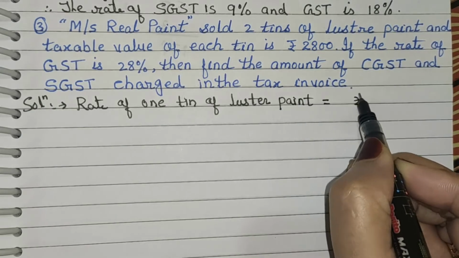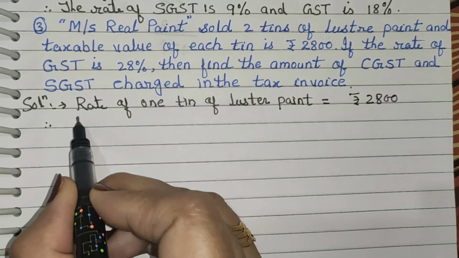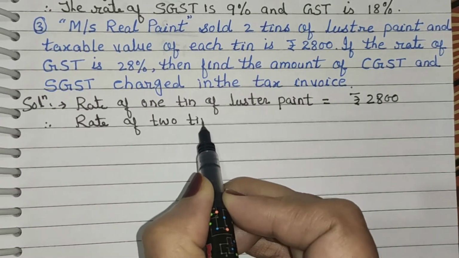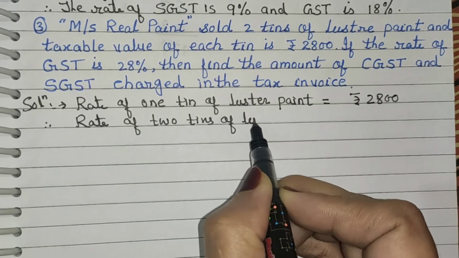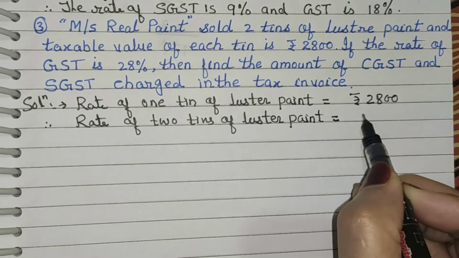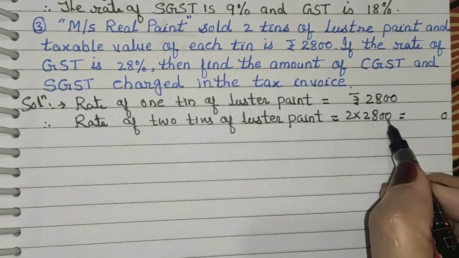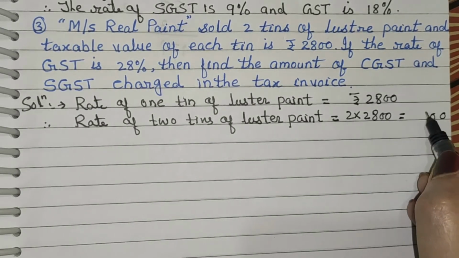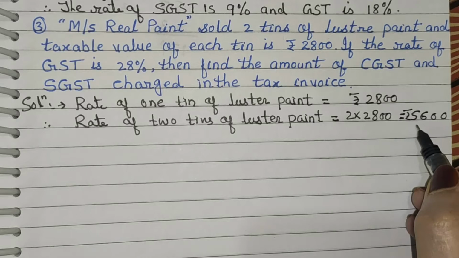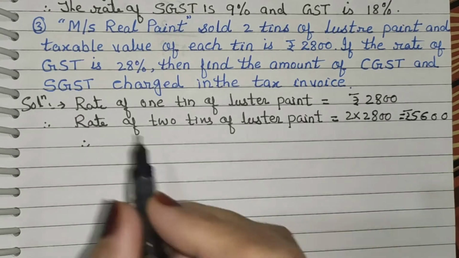Is equal to rupees 2,800. Therefore, the rate of 2 tins of luster paint is equal to 2 into 2800. Now solve: 2 8s are 16, 6 carry 1, 2 2s are 4 plus 1, 5. Now we get here rupees 5,600. Therefore, it is the taxable amount.